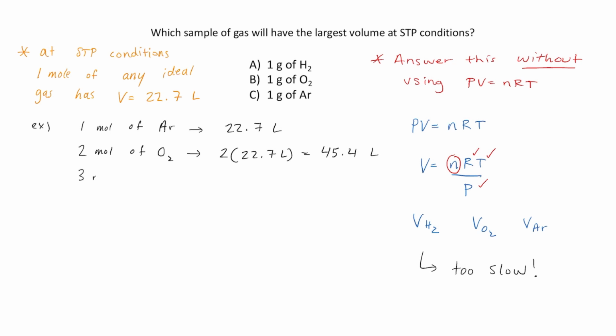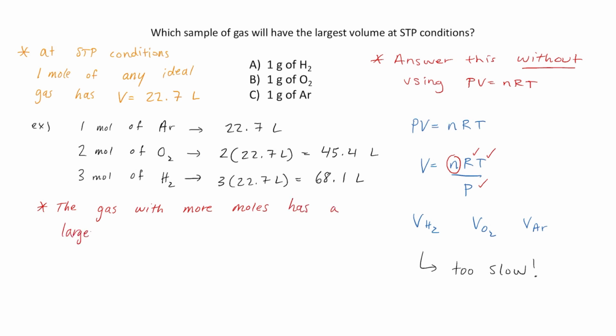Now what if I had 3 moles of hydrogen gas? Well, its volume would be 3 times 22.7 liters. So it would have a volume of 68.1 liters. Now the reason I'm showing you this is because it proves that the gas with more moles has a larger volume. So all you need to do is figure out which gas has the most moles.